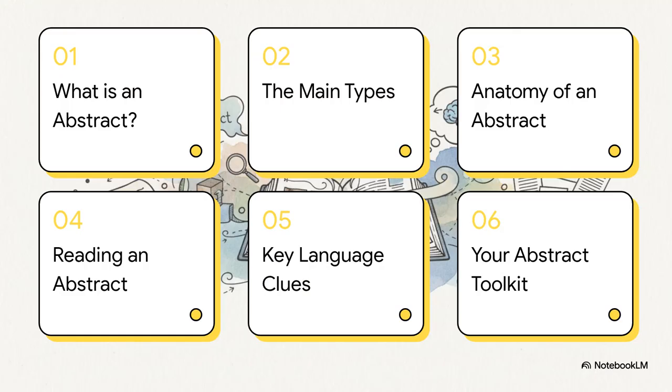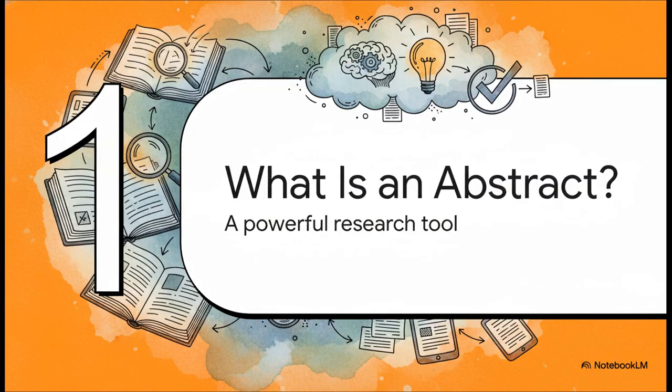First, we'll define what an abstract is. Then we'll look at the main types you'll find. After that, we'll explore the different parts of an abstract and even read one together as an example. We'll also point out some useful language clues. And finally, we'll summarize everything in a handy toolkit. So, let's get started. What is an abstract?